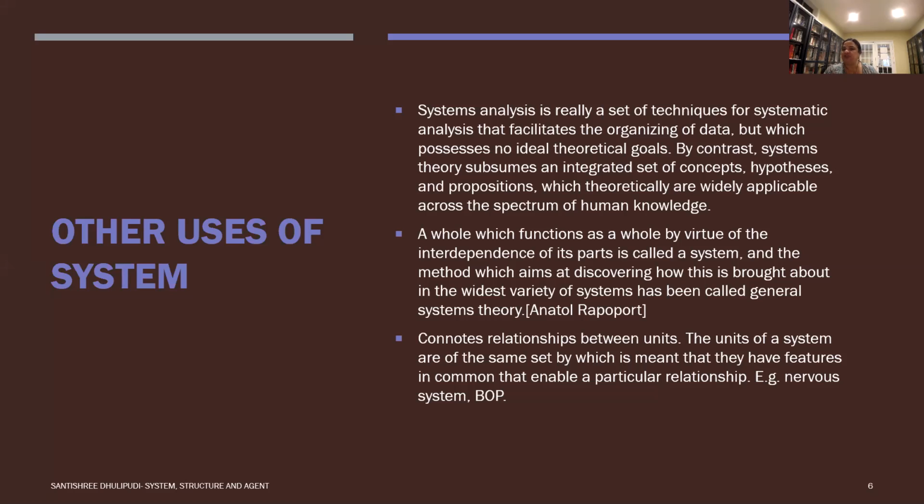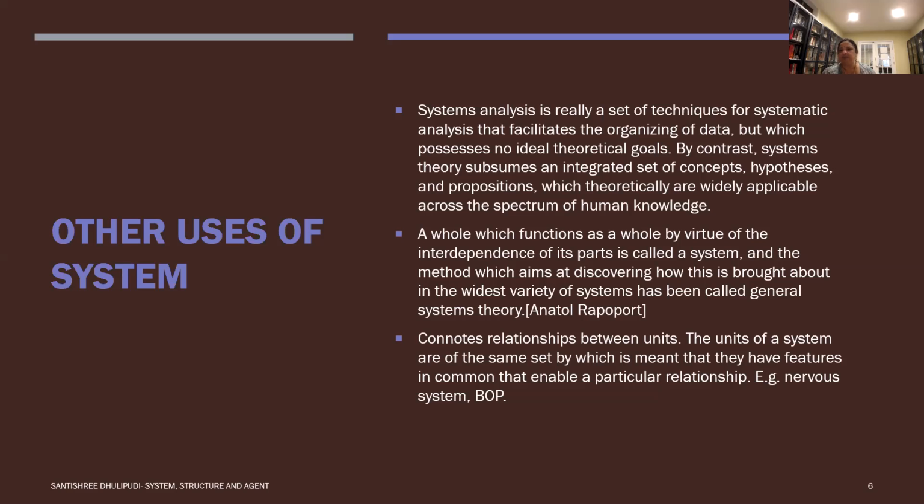But while the processes possess no ideal or theoretical goals, by contrast, systems theory subsumes an integrated set of concepts, hypotheses, and propositions, which theoretically are widely applicable across the spectrum of human knowledge. A whole which functions as a whole by virtue of the interdependence of its parts is called a system. And the method which aims at discovering how this is brought about in the widest variety of systems has been called the general systems theory.